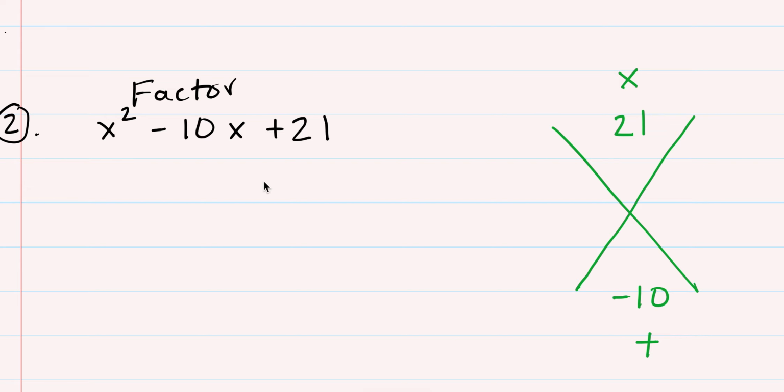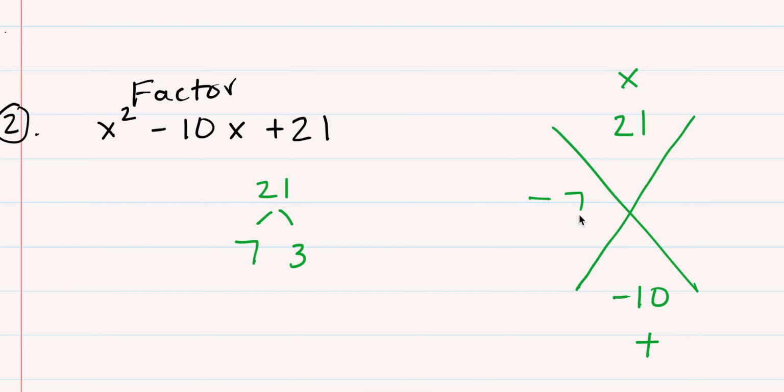Right, well, we want them to multiply to give us 21. So let's factor 21. That's 7 times 3. And notice that 7 plus 3 is 10, but it's not a -10. So how do I make it negative?